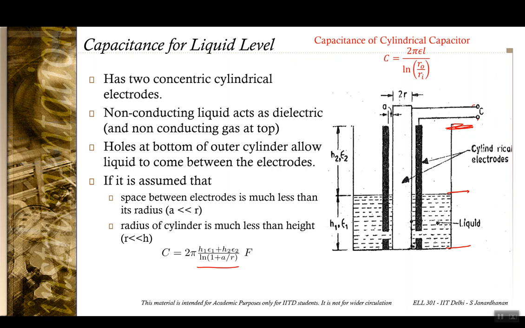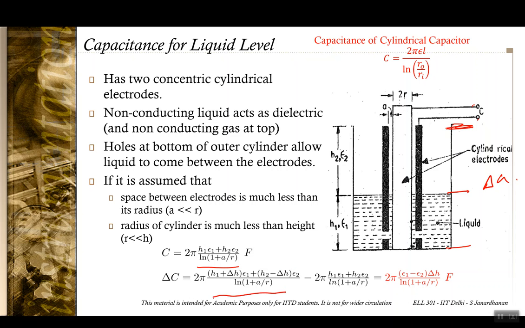Now, if there is a change in the height due to a change in the liquid level, that means there is a delta H change, which will result in the capacitance changing by this amount. This H1 increases by delta H, H2 decreases by delta H, and this was the original value of the capacitance. So the variation in the capacitance can be given like this. If you say epsilon 2 is equal to epsilon 0 and epsilon 1 is epsilon r epsilon 0, the expression epsilon 1 minus epsilon 2 can be written as epsilon 0 into epsilon r minus 1.